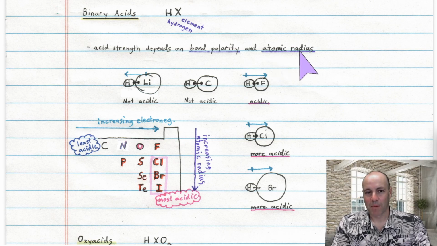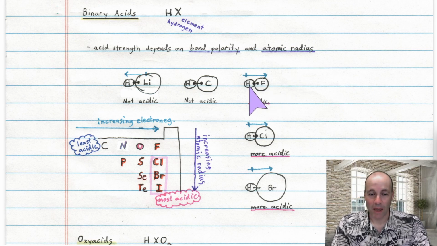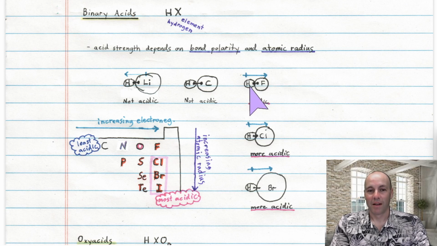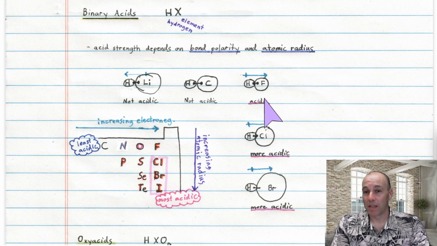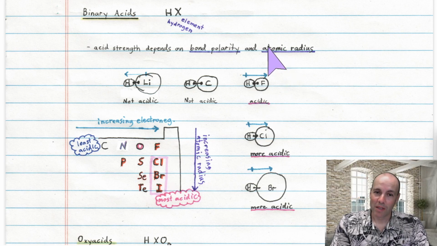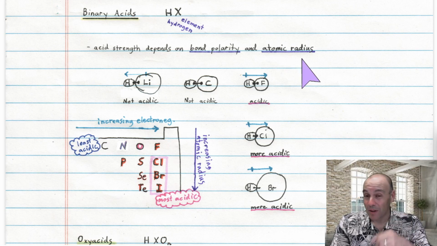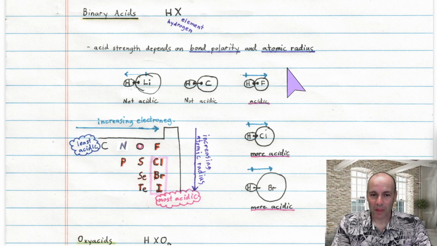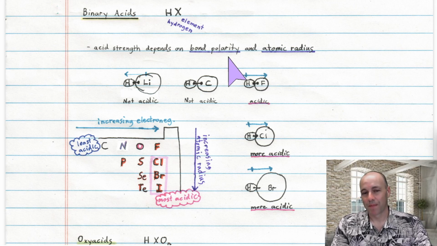The other effect is atomic radius, and to see this trend, we can take a look at HF, HCl, and HBr. So these are three acids. Now, with HF, HCl, and HBr, the electronegativity actually decreases as you go down this column, but the acidity increases. So the atomic radius trend kind of goes opposite to the bond polarity trend, but atomic radius is a little bit more important than bond polarity in this case.